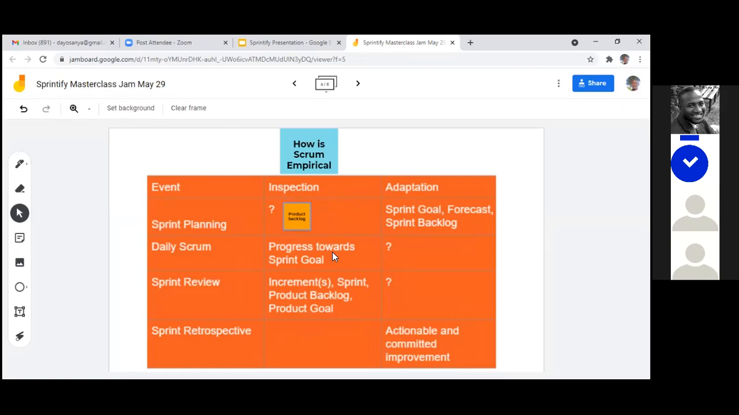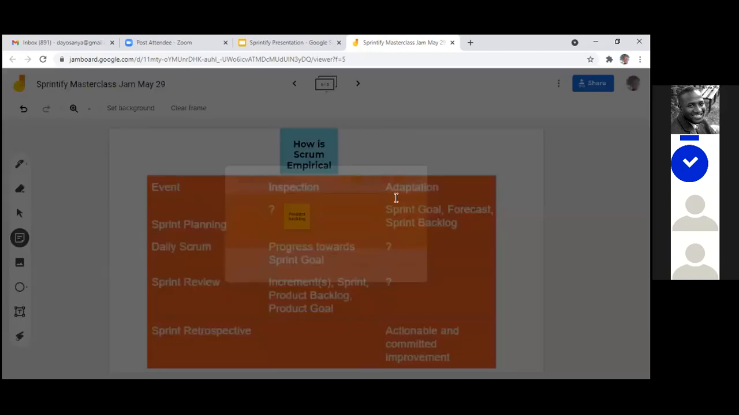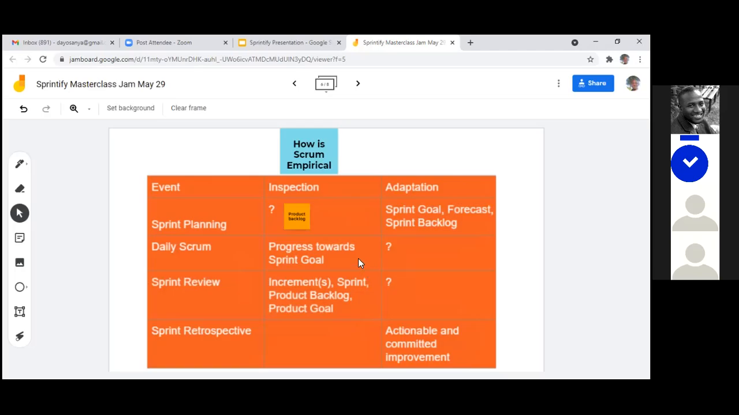Then during the daily scrum, they are trying to make progress towards the sprint goal. That's why they're asking, okay, what did we do yesterday? What work am I going to do today? And what is hindering me from doing my work? Then what do they adapt? Of course, what they adapt is, so do you understand? Do you understand what I'm trying to do here? Let me ask so that I know I'm not losing you guys. Hello? Yeah, good, good. Okay.